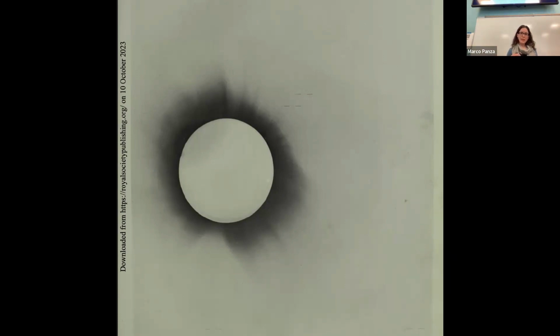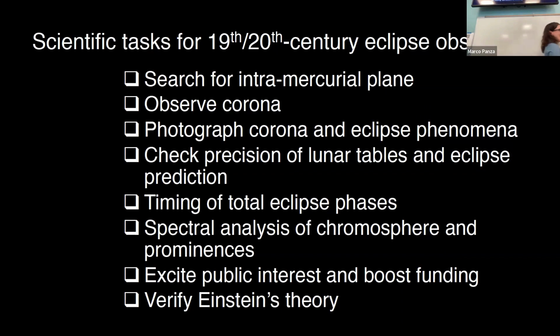Now, it would be easy to think that that was the end of that, right? The eclipse observation, they are not going to find the intermercurial planet, Einstein's theory of general relativity. But what happens then is that this becomes the task for eclipse observers from various places.